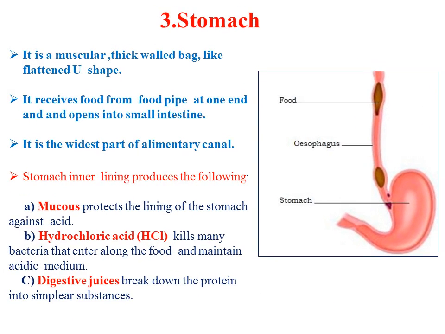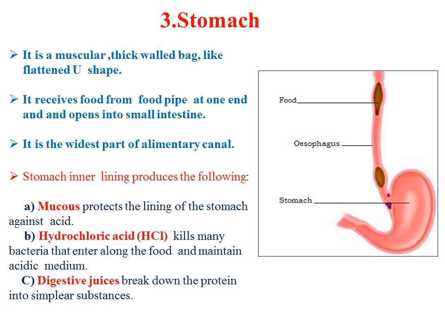Next comes the stomach. It is a thick walled bag-like structure. It obtains food from the food pipe and opens into the small intestine at the other opening. It is the widest part of the alimentary canal. The inner lining of the stomach produces mucus, hydrochloric acid or HCl and other digestive juices.